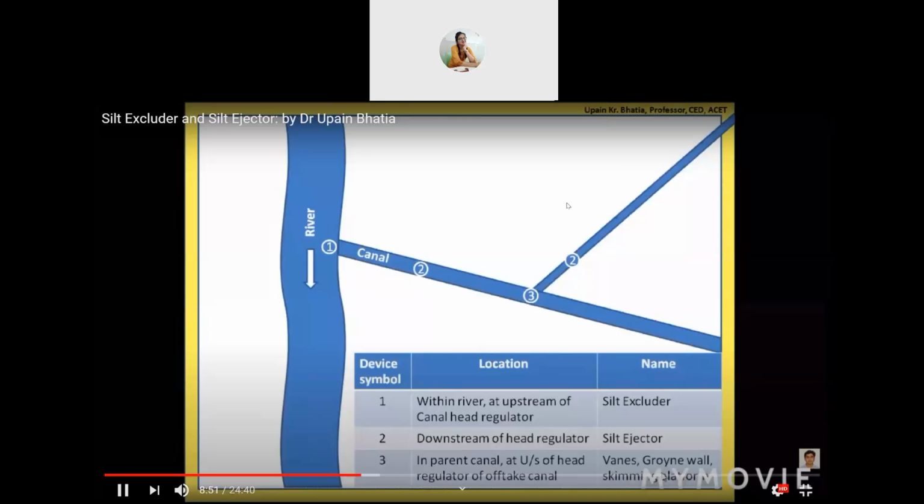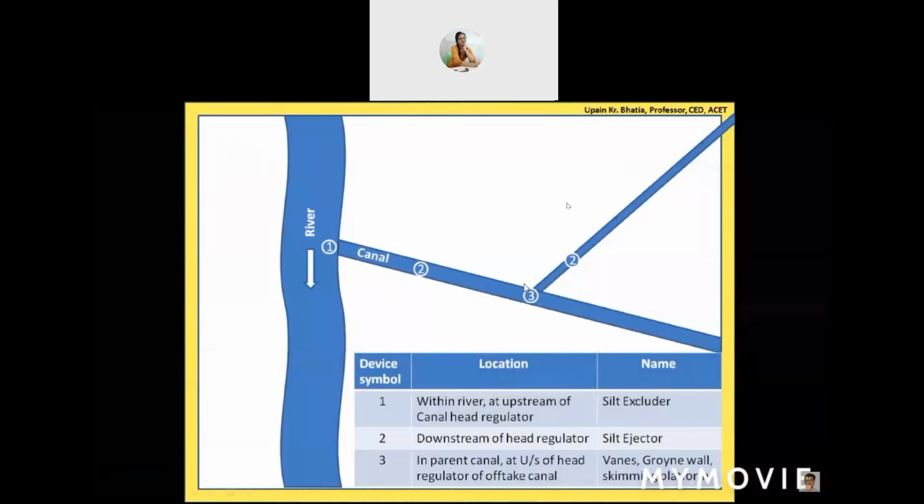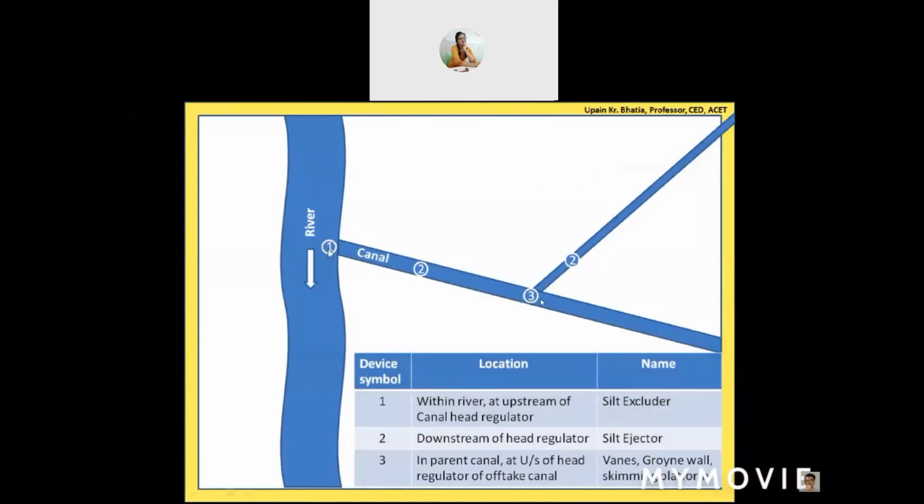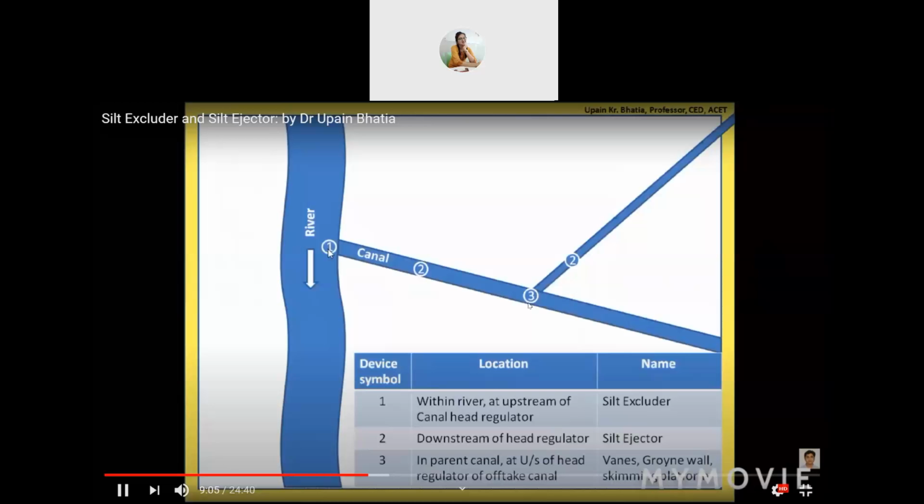So we have this category which can be provided at the point where the water is to be diverted from canal to canal. Okay, like we are providing silt excluder at this point in the river. Analogous, water is to be diverted from canal to canal.